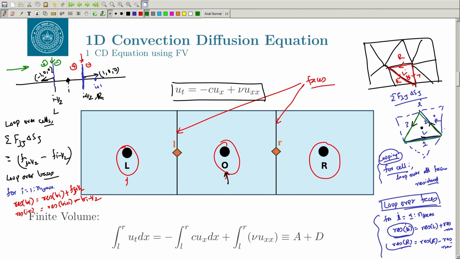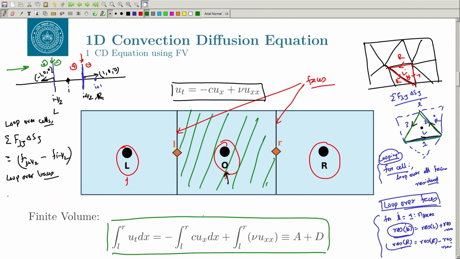Okay. Now, this was a slight detour, but let us say that we want to solve this convection diffusion problem using our finite volume approach. So, this is how it will look. Now, it has got two terms. We are integrating from left to right. We are interested in this particular cell, and we are integrating from left to right. So, this is an approach which is loop over cells. We have a convection term and then we have a diffusion term, and we call this term the advection term, A, and this term D.